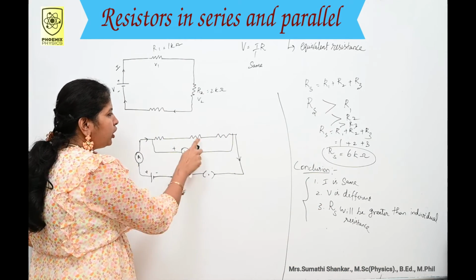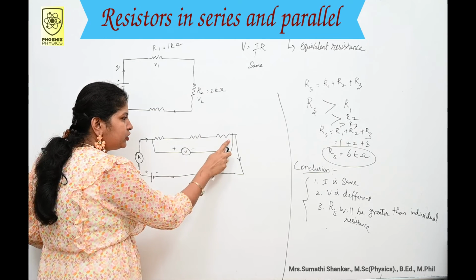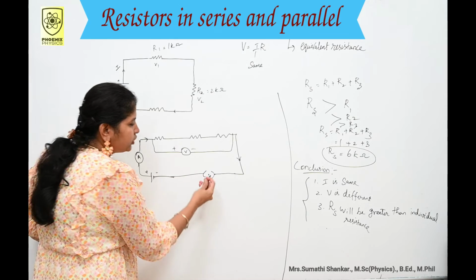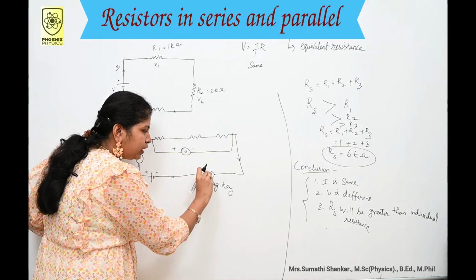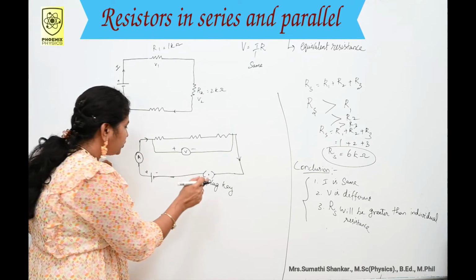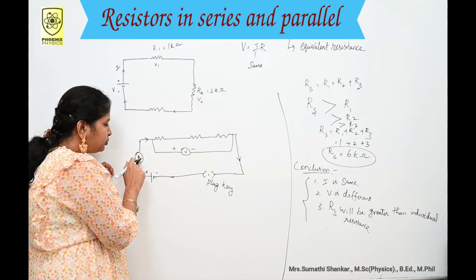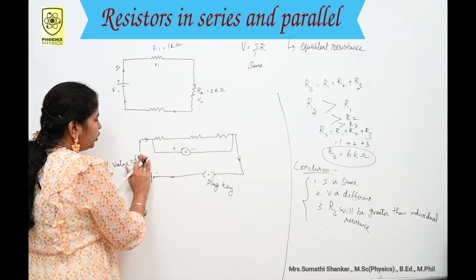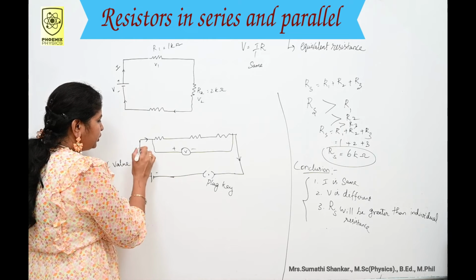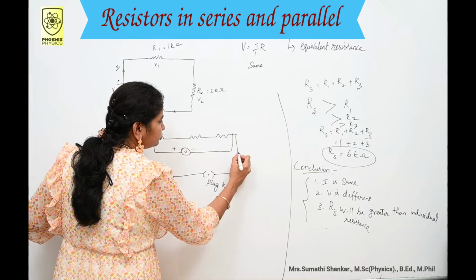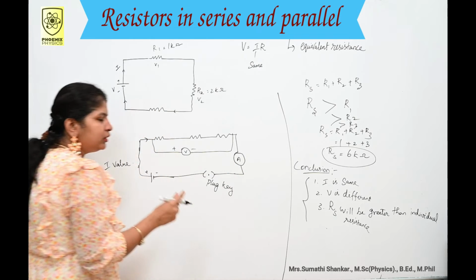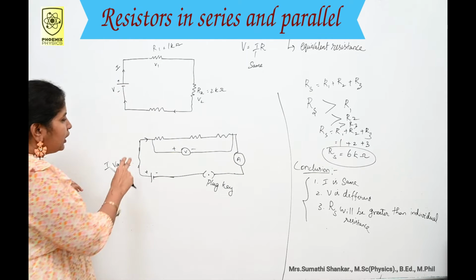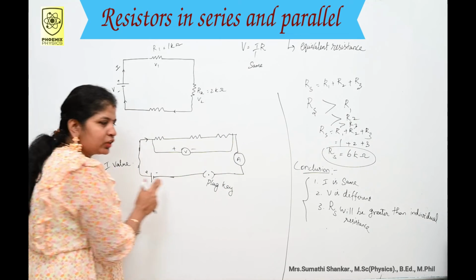Here R1, R2, R3 resistors are connected in series with a battery, an ammeter, and this one is a plug key. Just remove the plug key. You can see the ammeter reading. From this ammeter you can easily measure the current value. Now you shift the ammeter position from here to here. You can get the same reading only. From this experiment you can conclude that current is same in series connection.